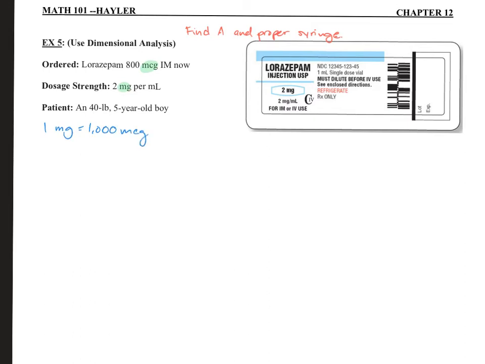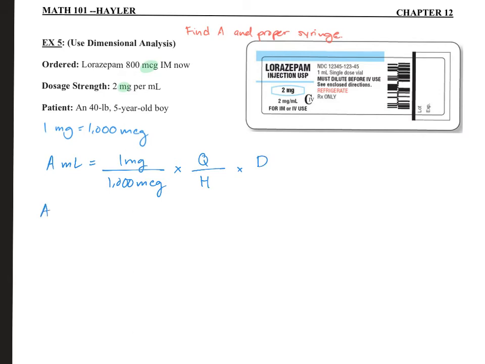All right, so using dimensional analysis, we know that the amount to administer, A milliliters, is going to equal, and we'll put our conversion factor down, 1 milligram over 1,000 micrograms. Then we're going to multiply that by the dosage unit over the dosage on hand. So the dosage unit is going to be Q over the dose on hand, which is H. And then we're going to multiply that by the dosage ordered, which is D.